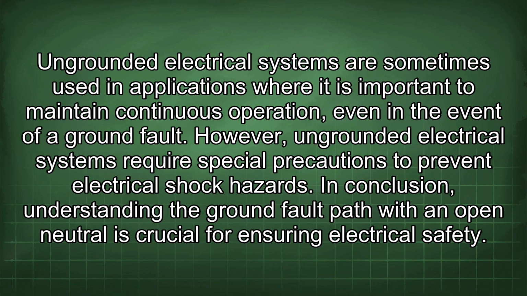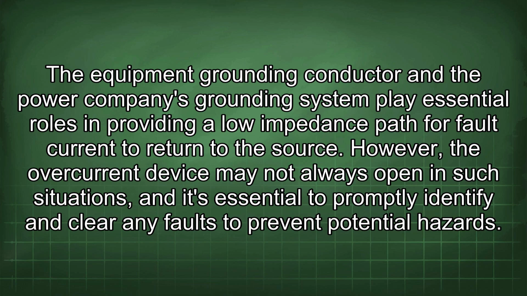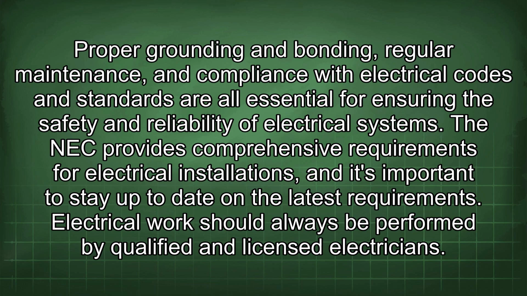In conclusion, understanding the ground fault path with an open neutral is crucial for ensuring electrical safety. The equipment grounding conductor and the power company's grounding system play essential roles in providing a low impedance path for fault current to return to the source. However, the overcurrent device may not always open in such situations, and it's essential to promptly identify and clear any faults to prevent potential hazards. Proper grounding and bonding, regular maintenance, and compliance with electrical codes and standards are all essential for ensuring the safety and reliability of electrical systems.